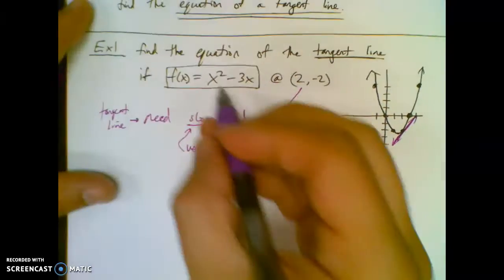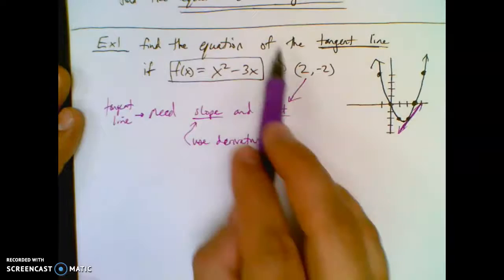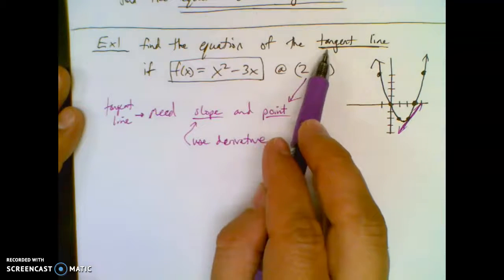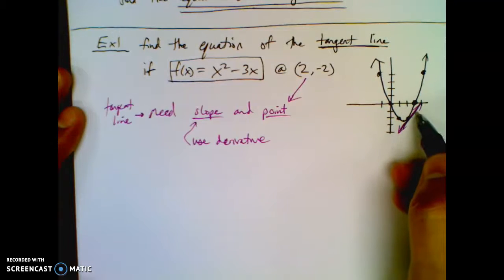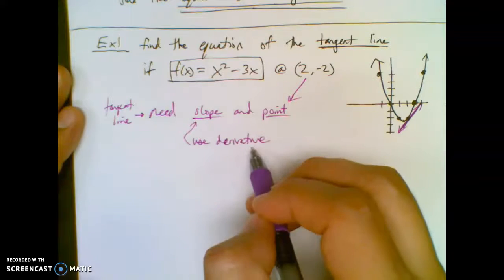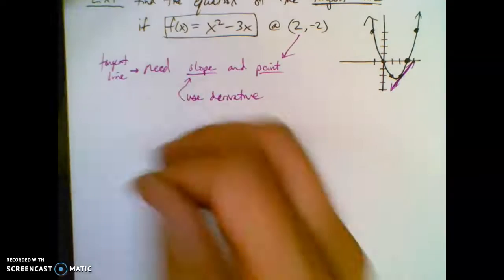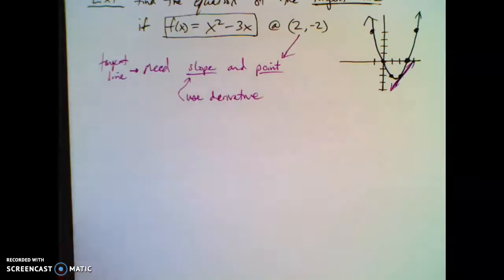So I have to find the derivative of this. That's what's kind of sneaky. The equation nowhere in here says find the derivative, but you have to know a tangent line is a line, and a line needs a slope and a point. Slope is found using derivatives. Can't say that enough. Slope is found using derivatives. All right, so let's do this.